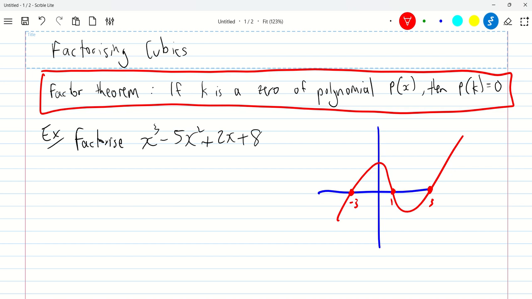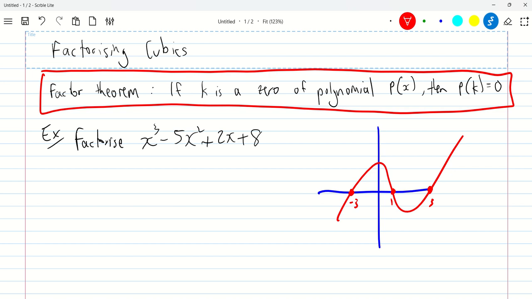What we can do is, the factor theorem says that if k is a 0 of the polynomial, then if we substitute that into the polynomial, we'll get 0. It just makes sense that we're going to get the x-intercept. The x-intercepts will give us that the polynomial will be equal to 0 at that point. So that just makes sense. However, we can use that to our advantage.